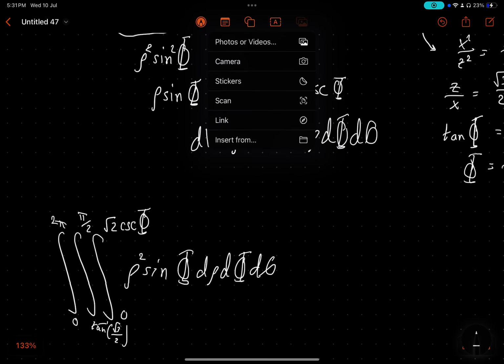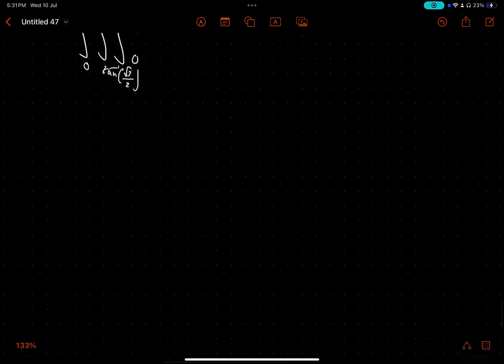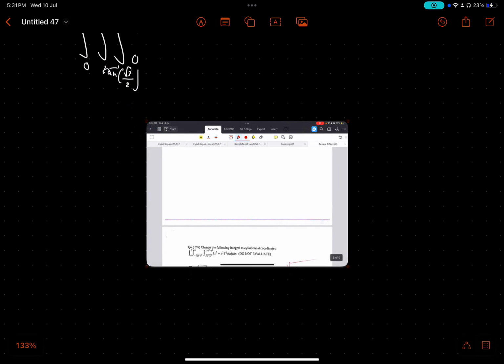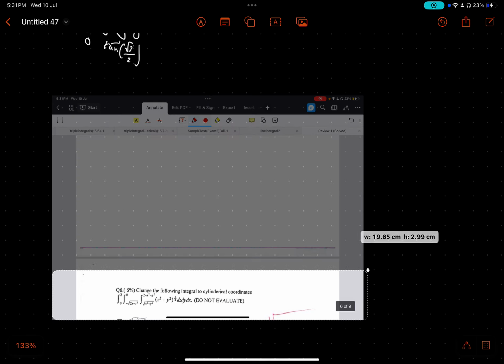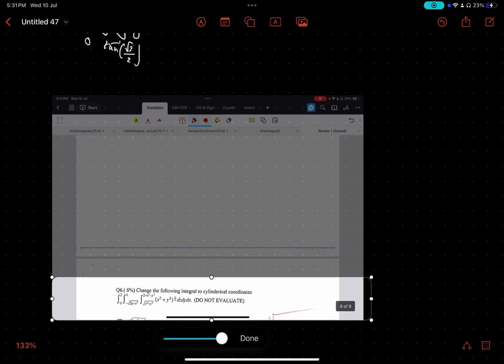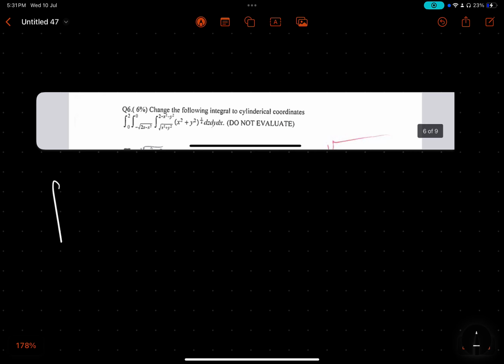Okay, so change the following integral to cylindrical coordinates. Cylindrical coordinates, actually, I love cylindrical coordinates. I think they are a bit easier than spherical coordinates, at least for me. So, the integral.